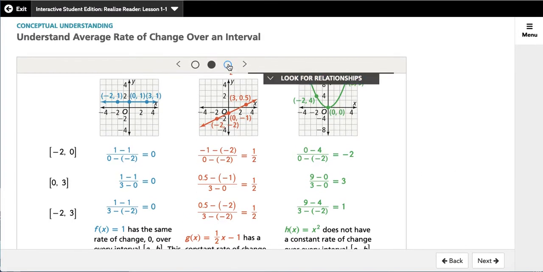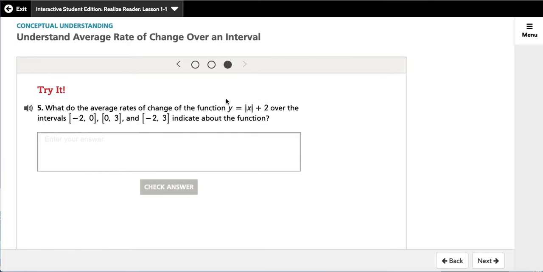Okay, let's take a look at this equation and see what happens to the average rates of change from -2 to 0, from 0 to 3, and then from -2 to 3. And I think, go ahead and click pause, then click play when you're ready to see the answer. I think I have it already typed in.